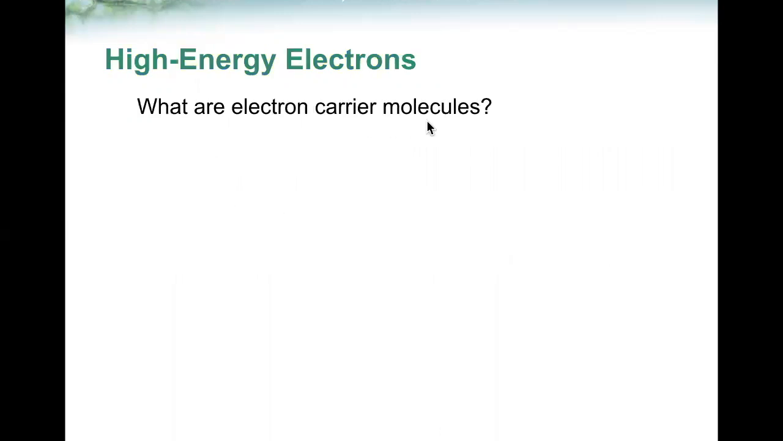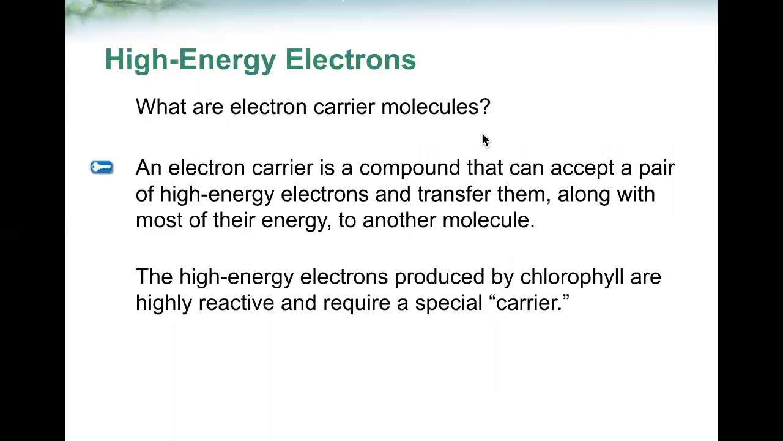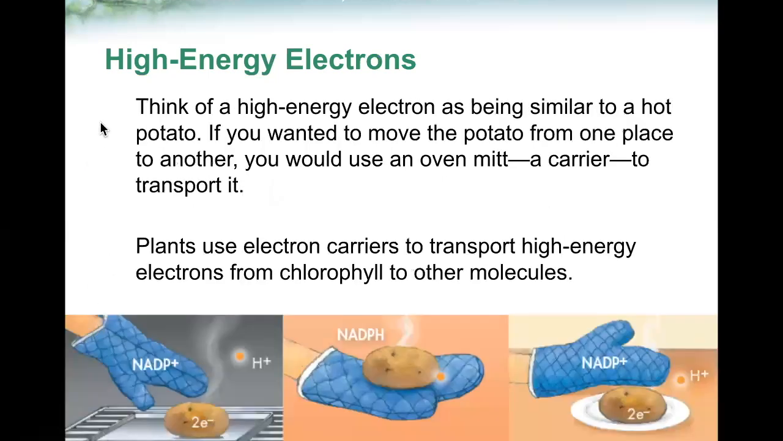What are electron carrier molecules? An electron carrier is a compound that can accept a pair of high energy electrons and transfer them, along with most of the energy, to another molecule. The high energy electrons produced by chlorophyll are highly reactive and require a special carrier. Think of a high energy electron as being similar to a hot potato. If you want to move a potato from one place to another, you would use an oven mitt, a carrier, to transport it.